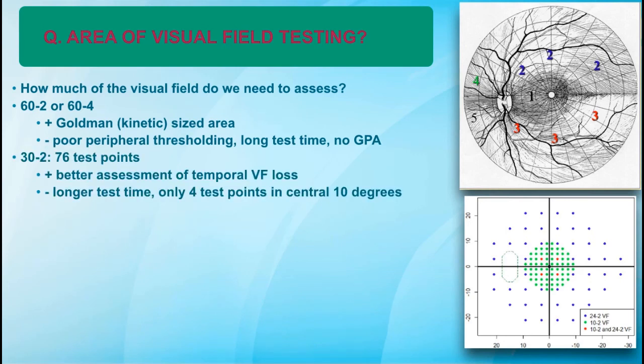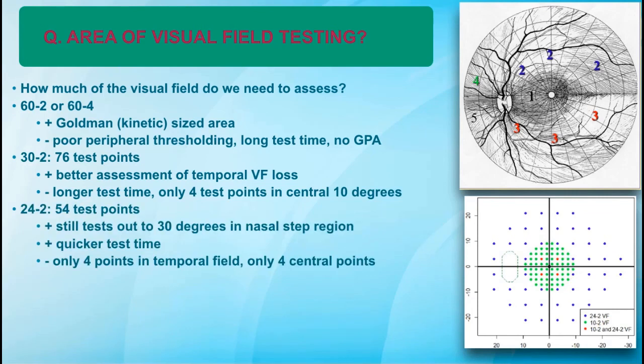What about a 30-2? That tests 76 points covering most of the macula close to the arcades. It's good because it covers about 6 or 7 or 8 points better in the temporal visual field area compared to some of the other testing protocols. However, it does take a longer test time. A 30-2 SITA Standard is about 7 to 8 minutes. And like most of the Humphrey visual field tests, it only tests 4 points in the central 10 degrees, which I've marked in red here on the right.